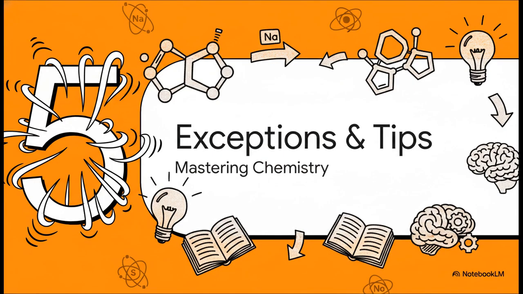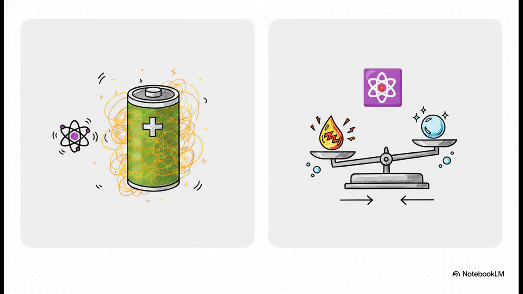Finally, Section 5, Exceptions and Study Tips. Now, in chemistry, there are always anomalies. Rules are meant to be broken, right? Take lithium from group 1 and beryllium from group 2. Because they sit at the very top of their respective groups, they are incredibly small and have really high polarizing power. This makes them behave strangely.